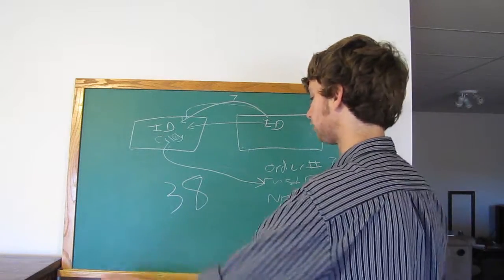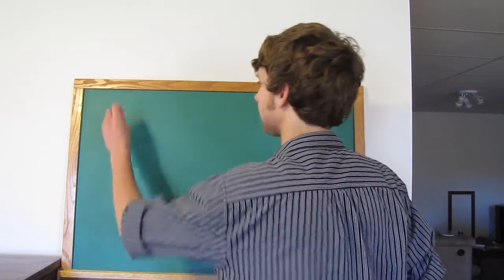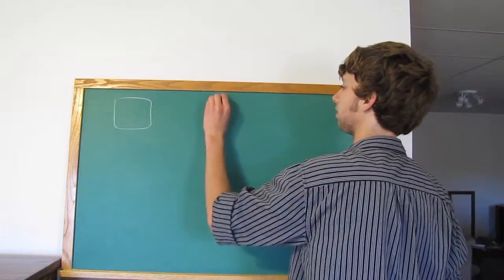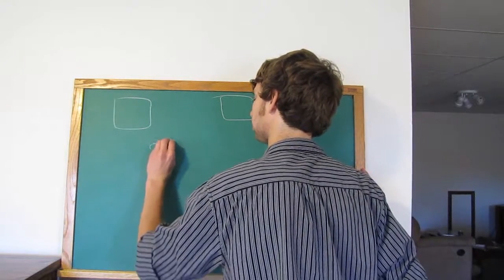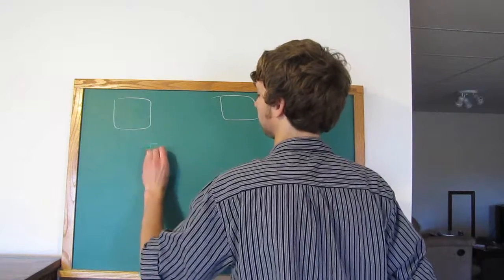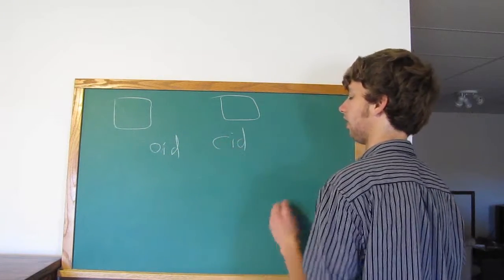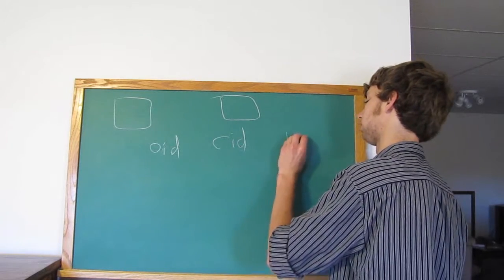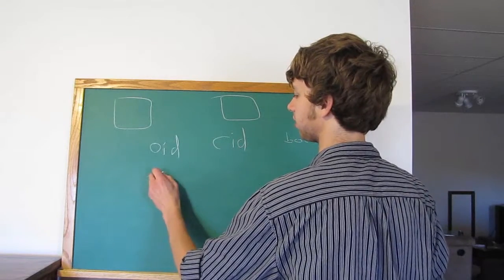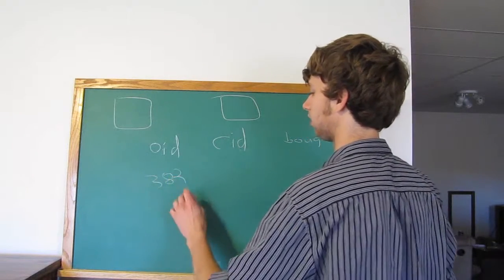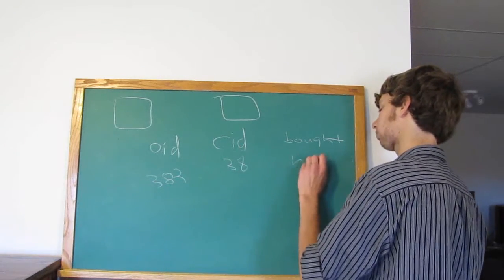So basically now, let me erase all this. We have a table, and then another table. We're going to have here order ID, customer ID, and then what they bought. So bought. Originally, we're going to have order ID 382 was bought by customer ID 38, and he bought a house.